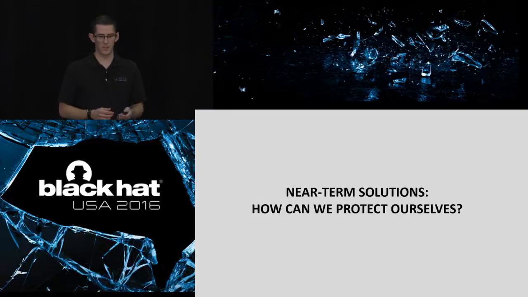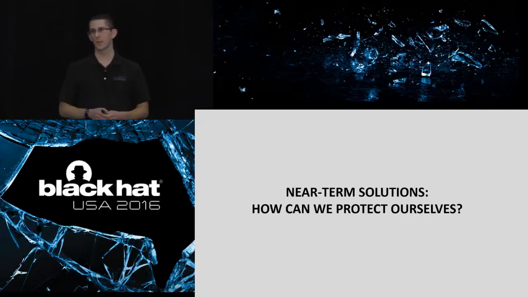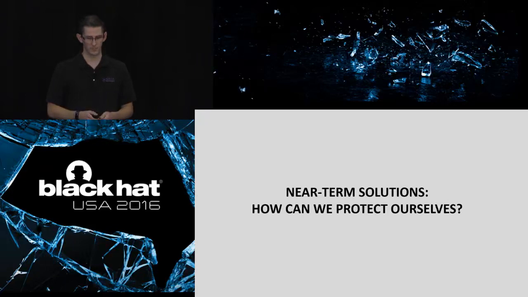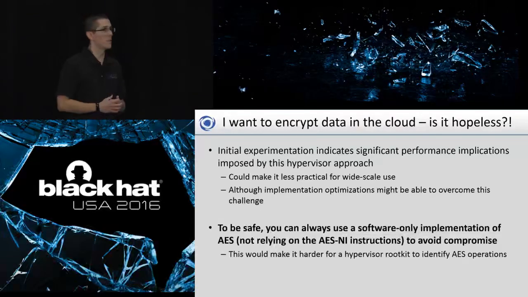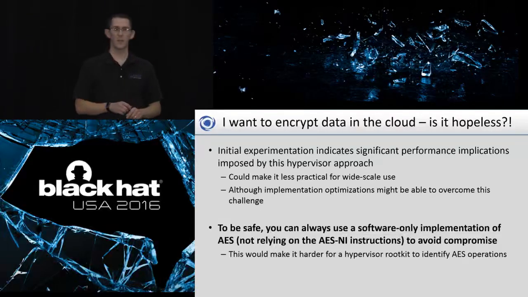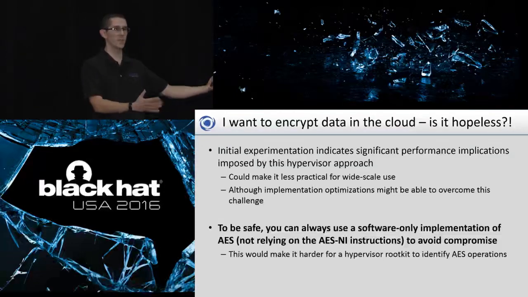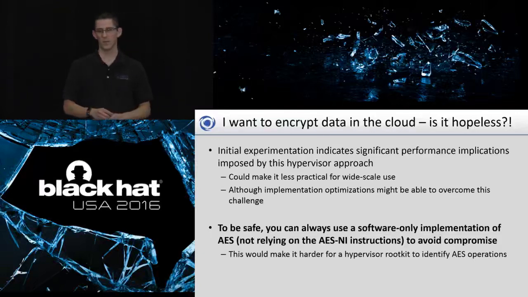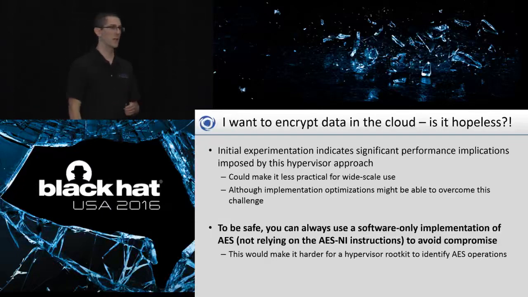So let's move on and talk about what we can do about it. What are some steps we can take to protect ourselves against these kind of attacks? If you're really paranoid, and you want to encrypt data in the cloud, and you're like, well, I don't want to be subject to this kind of attack, I want some way around that, your best option is to use a software implementation of AES. Don't use the native instructions. Because what that does is makes the job of a hypervisor rootkit a lot more difficult.